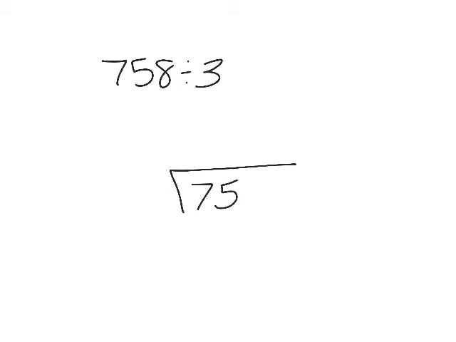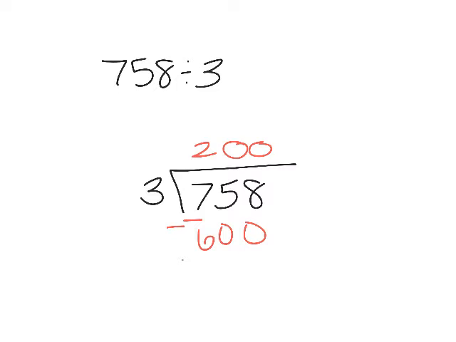So we have 758 divided by 3. Again, we're going to draw our division symbol. We'll put our dividend on the inside, our 3 on the outside, our divisor. So we're going to first start by saying, how many times does 3 go into that 7? 3 goes into the 7 2 times. We're going to fill in our zeros. 3 times 200 is 600. We are going to subtract it, and we're left with 158.